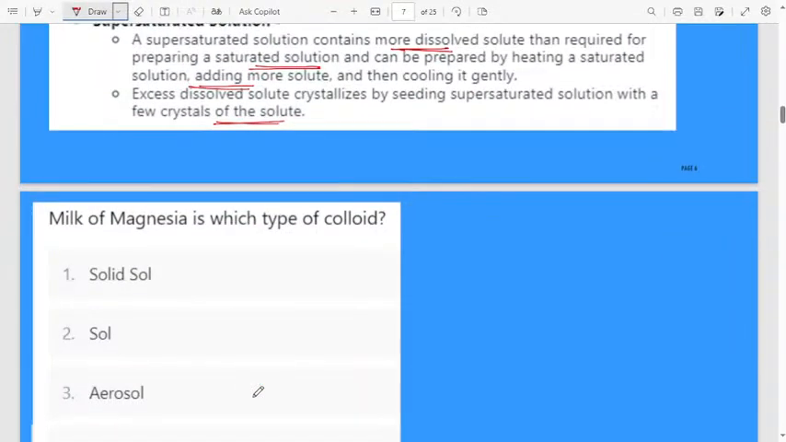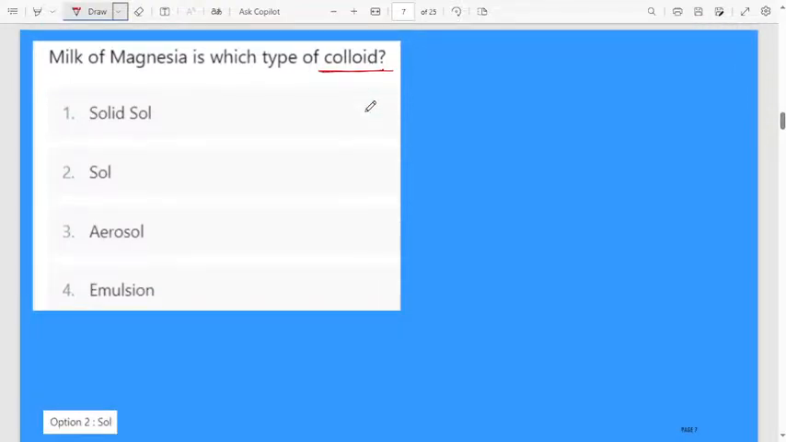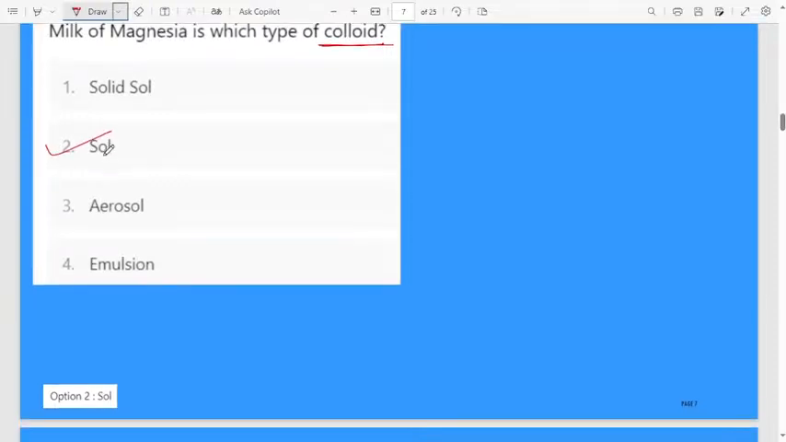Let us move to the next question. This one is important. Milk of magnesia is which type of colloid? First option solid sol, second option sol, third option aerosol, fourth option emulsion. Milk of magnesia is which type of colloid? It is a sol. Let us discuss in detail.